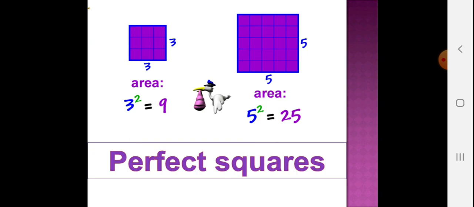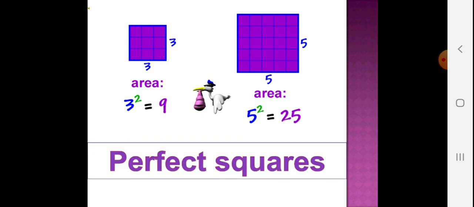Now you might know the formula of area. In a square, what do we do to find the area? We do L into L, that is length into length, which is L square. So the area of a square with side 3 is 3 square, which is 3 into 3, that is 9. And for side 5, the area is 5 into 5, 5 square, which is 25.